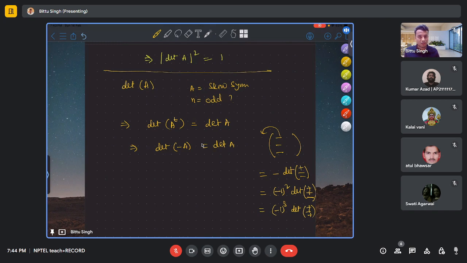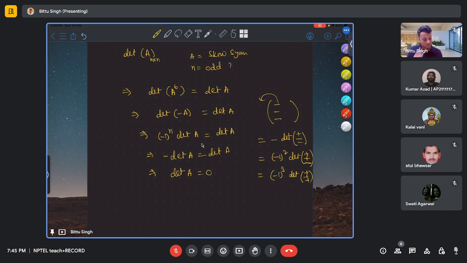So in general, for an n by n matrix, the determinant of minus A is the same as minus 1 to the power n times the determinant of A. It is the same as det A. But given that n is odd, minus 1 to the power n is the same as minus 1, and minus 1 times det A is the same as minus det A. Hence this implies 2 times det A is 0, therefore det A is 0. So this implies an n by n skew symmetric matrix of odd order has determinant zero.